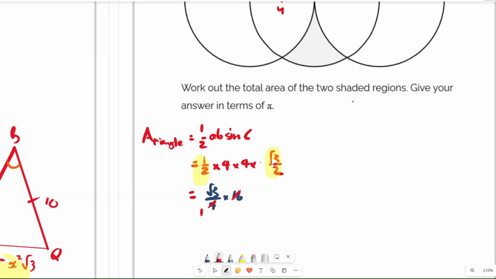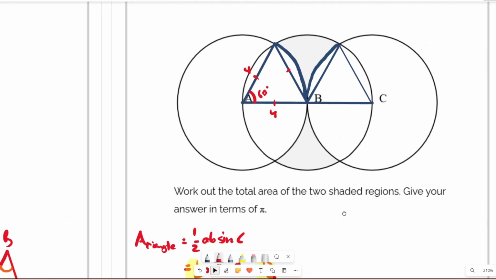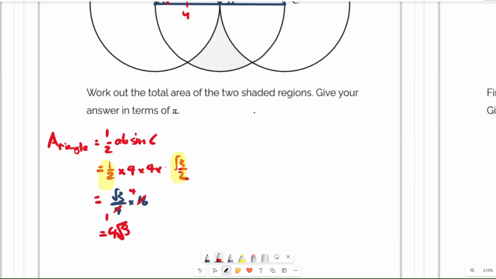We're going to get 1. We're going to get 4 here. And that's going to equal 4 root 3. That's meant to be a 4 root 3 like that. Okay? Now let's work out the area of the sector.